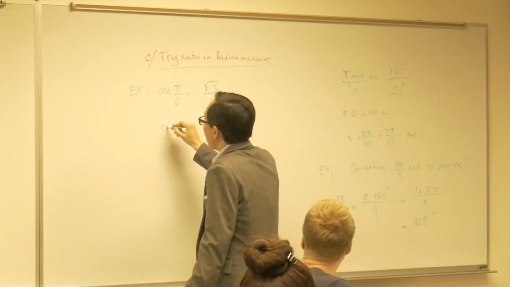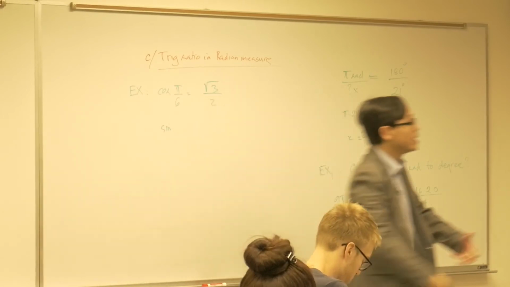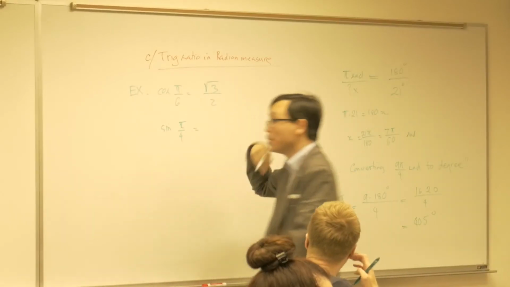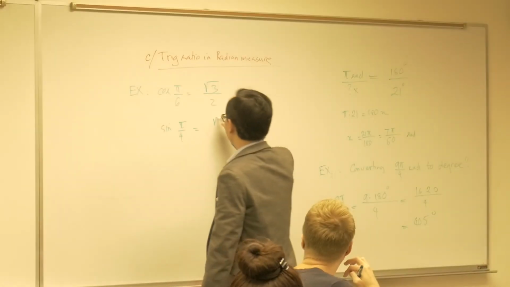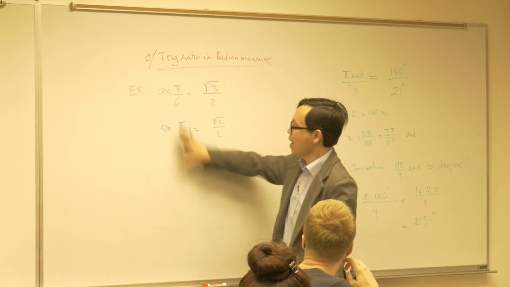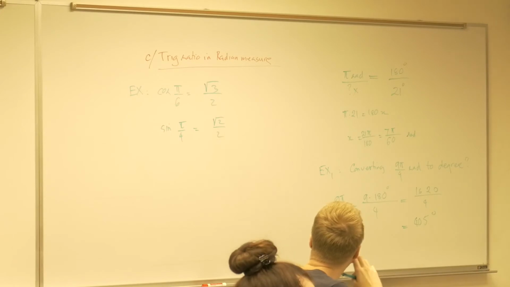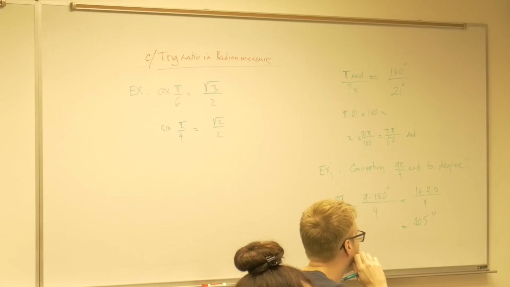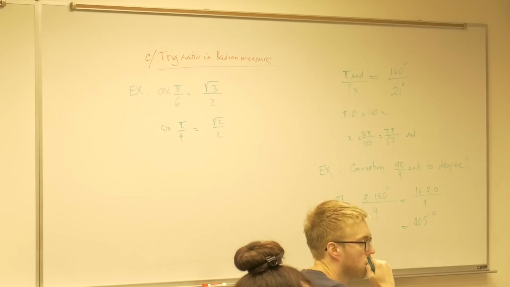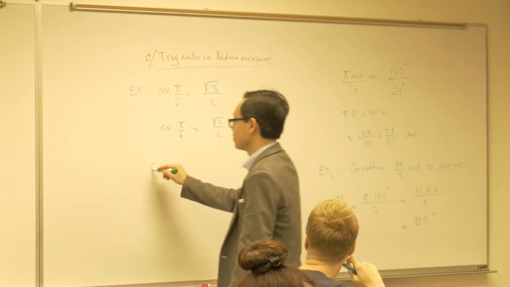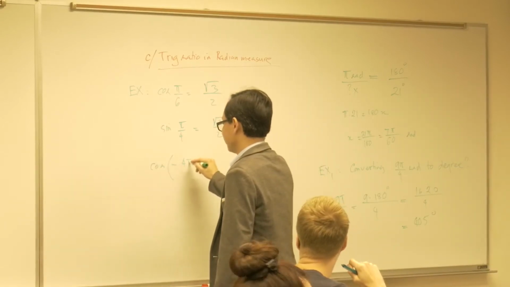Or I can calculate sine of 45 degree, and 45 degree is pi over 4. So sine of pi over 4 is sine of 45 degree, which gives you square root 2 over 2. So this is a special angle. What if they don't give you a special angle? They give something weird, like they want you to calculate cosine of negative 4 pi over 3.